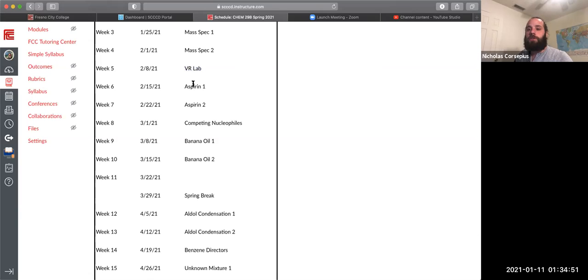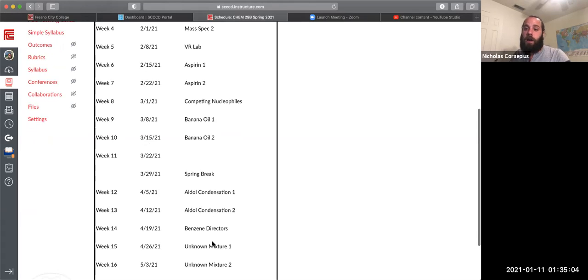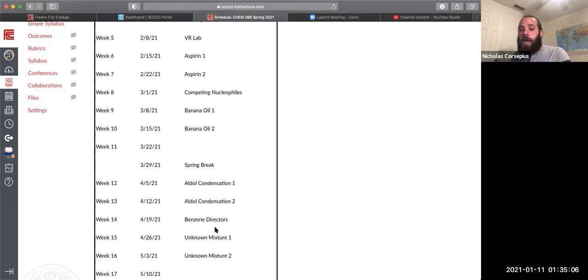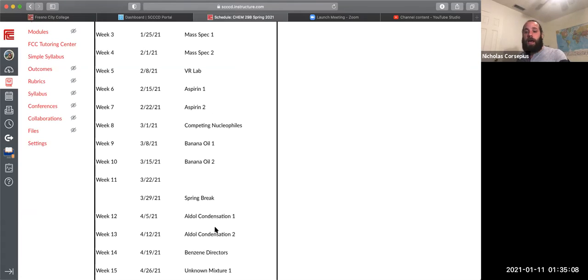At-home labs. In particular, you'll see that they are all actually broken down into 2-week periods. So aspirin, banana oil, aldol condensation. Don't worry, we'll know what an aldol is when we get to it. An unknown mixture. Those are all going to be labs that you do at home with your lab kits. The reason that they're broken into 2 weeks is because the first week, what you're going to do is perform the experiment, right?